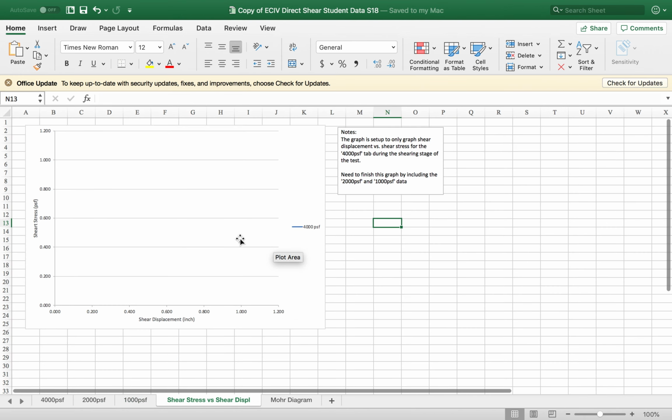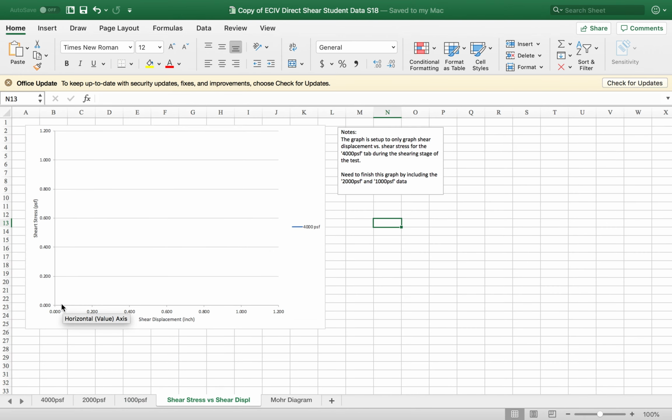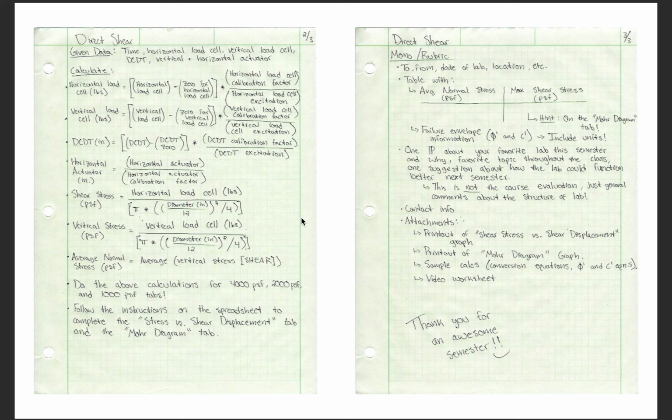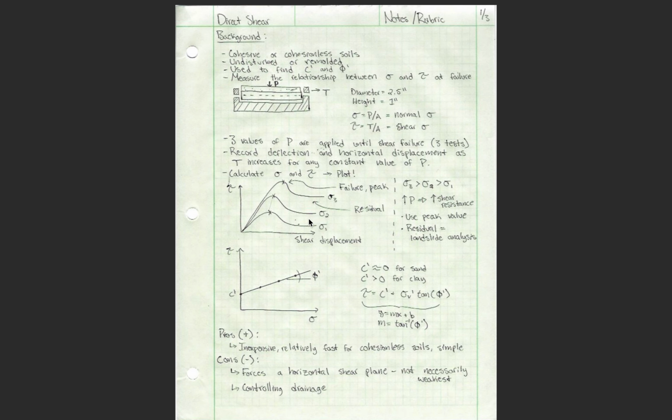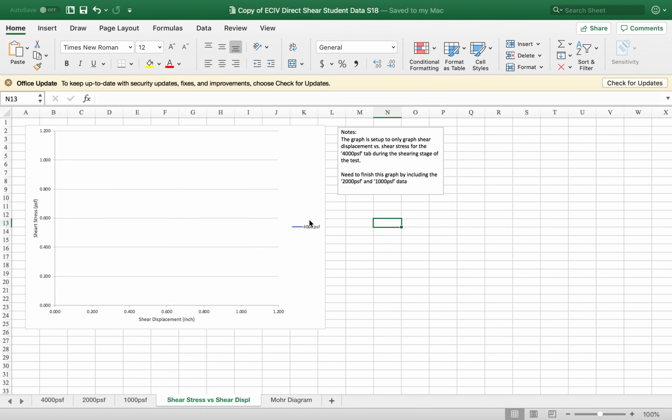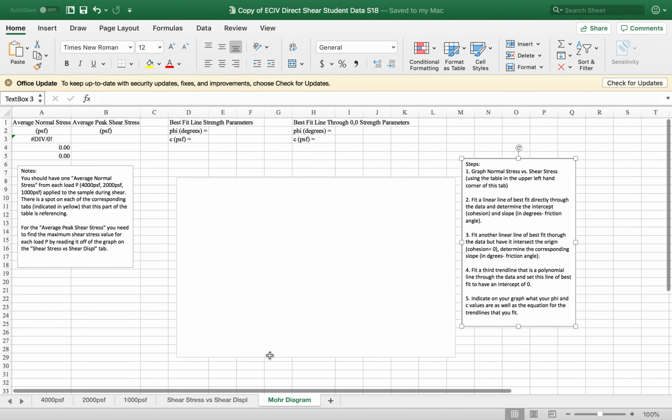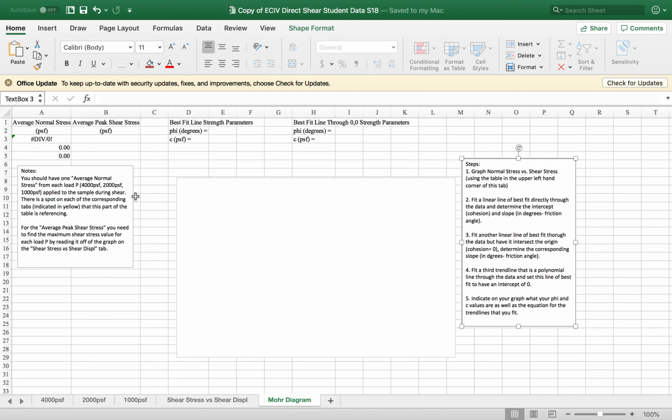And then you're going to find your graph of your shear stress versus shear displacement that kind of looks something like this, where we have our three different distinct peaks. And then using our Mohr diagram, we can figure out our failure envelope. So hopefully this will automatically graph for you.